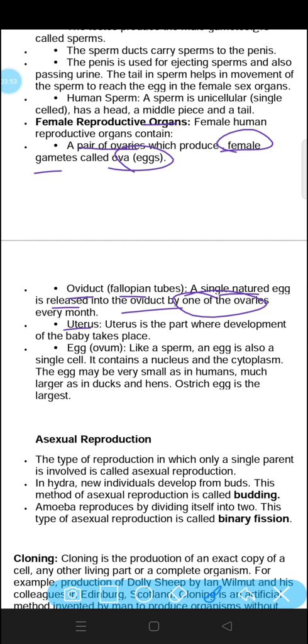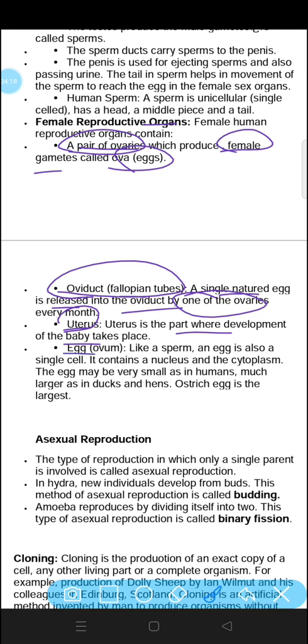The uterus is the part where development of the baby takes place. And these are the three parts of the female reproductive system: a pair of ovaries, which release one egg every month; the oviduct, where the matured egg reaches; and the uterus, where development of the fetus takes place.